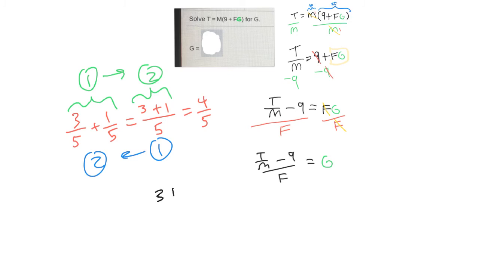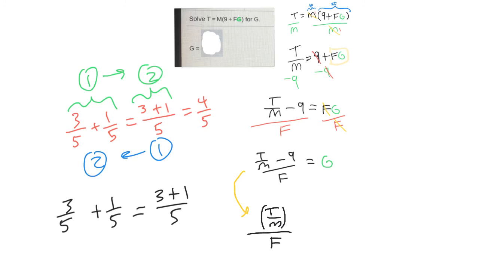You could say, okay, 3 plus 1 over 5. Well, in reality, that actually equals 3 over 5 plus 1/5, okay? These are equal to each other. Well, that's what's happening here. You have something minus 9 over a single denominator. So another way of writing the answer, if you wanted to, now you don't have to, but if you wanted to, you could split the numerator, so it's t over m, over f minus 9 over f.